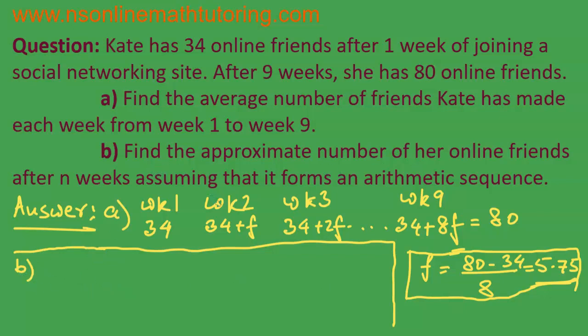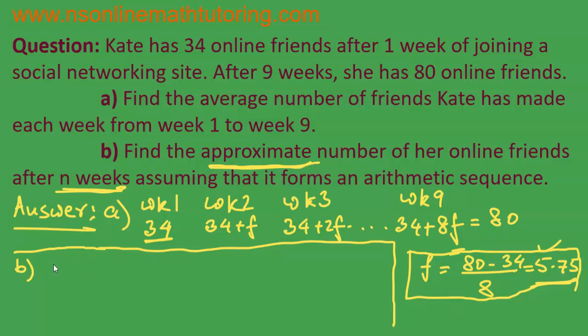Find the approximate number of her online friends after n weeks, assuming that it forms an arithmetic sequence. So, in week 1 it was 34, and every week, that is the common difference for this arithmetic sequence, is 5.75. We are approximating what? We are approximating the number of new friends made each week. We are assuming it to be a constant.